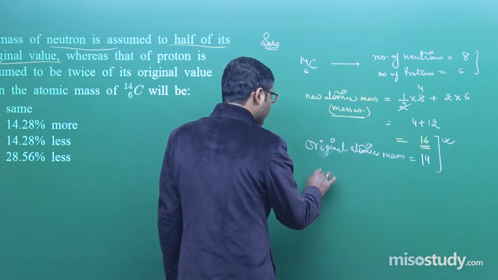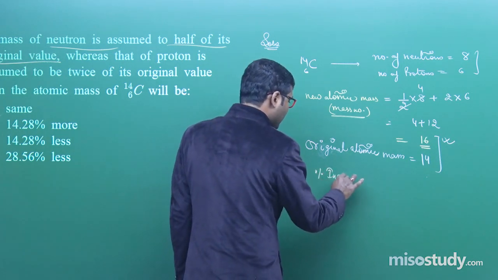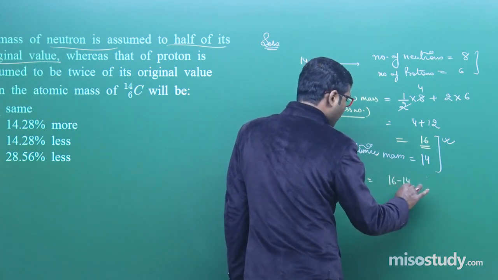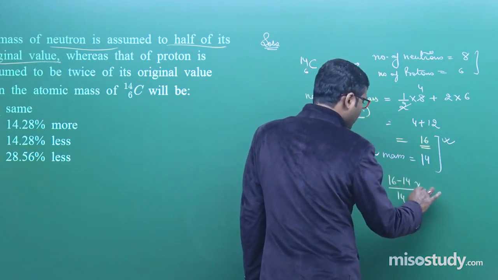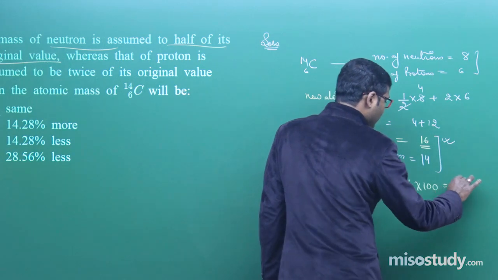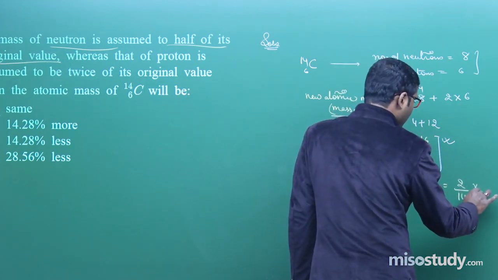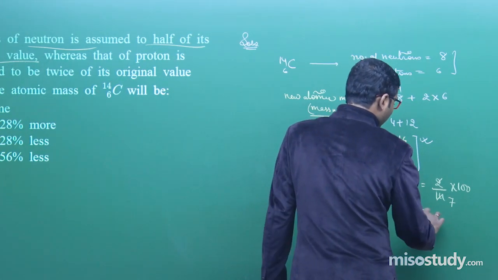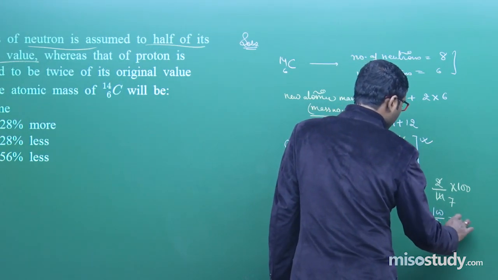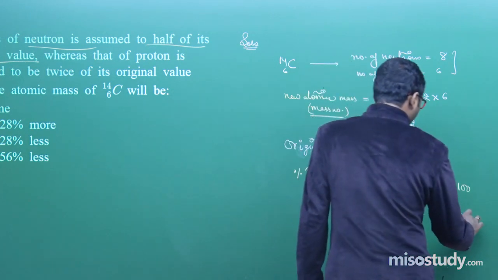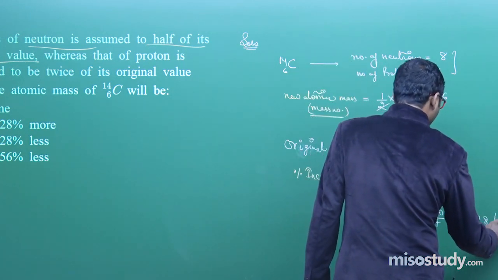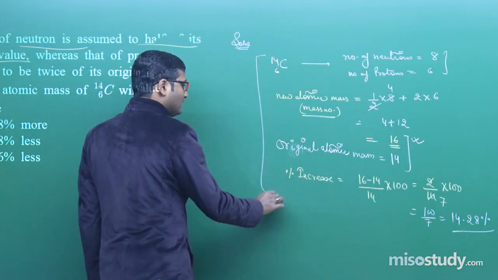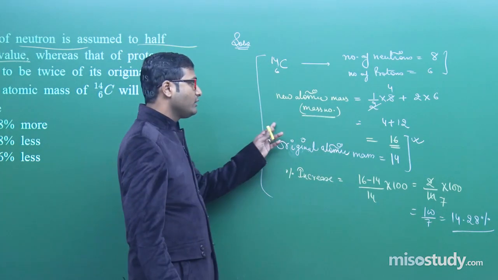So what is the percentage increase? Yes sir, the percentage increase will be 16 minus 14, divided by 14, multiplied by 100, that is 2 upon 14 multiplied by 100, that is 100 upon 7, which is equal to 14.28%.